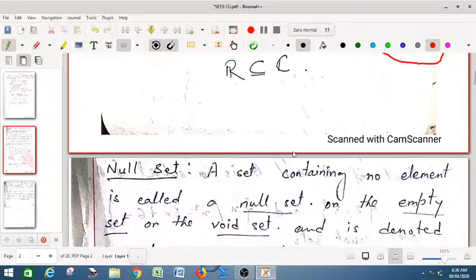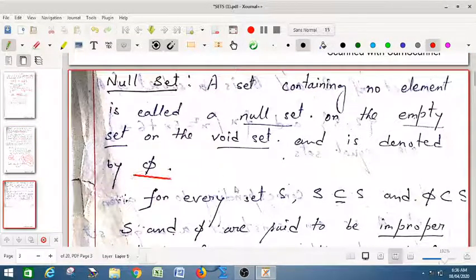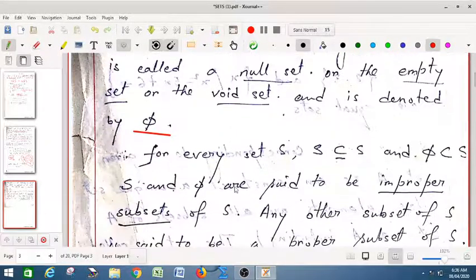So next, let us move on to what is a null set. A set containing no elements. If there is no element, then that set is a null set. It is also called the empty set or the void set, and is denoted by the symbol phi. Suppose I am talking about an example.